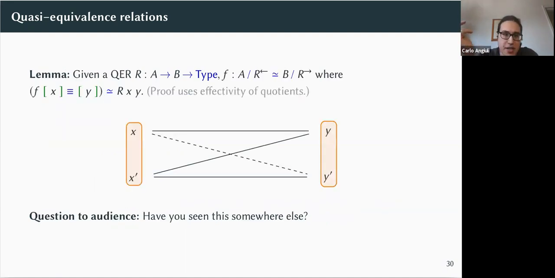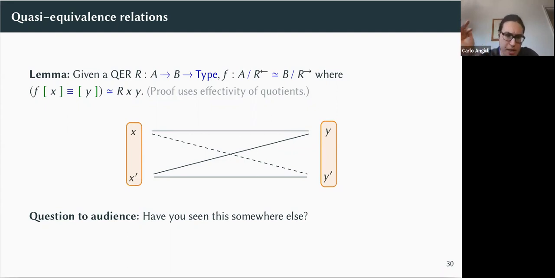And in fact, even better, if you have a quasi-equivalence relation, then when you quotient both sides, it actually turns into an equivalence. So what I mean by that is you get an equivalence between the two quotients such that the equivalence sends x to y exactly when x and y are related by the relation. And to prove this equivalence, that does use effectivity of quotients, as you might expect, because you have to go from the fact that two things are related to getting a proof of the relation out.